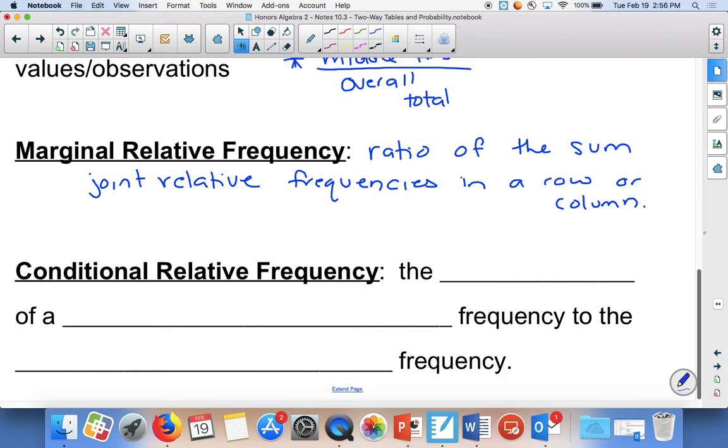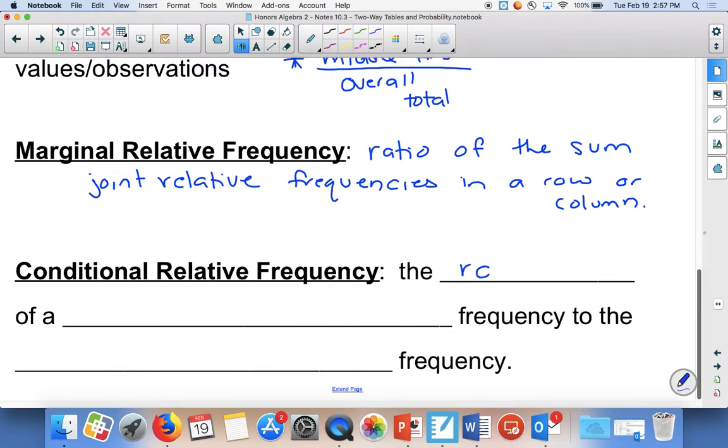Okay, it's going to make more sense when we put it together, and you'll see that in a little bit. All right, and then fill out the conditional.